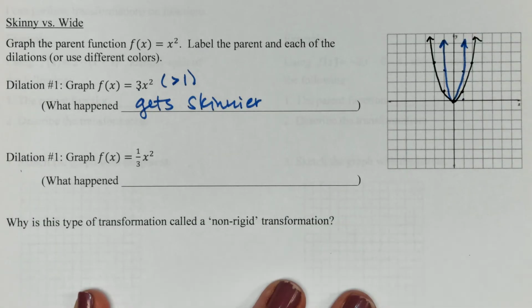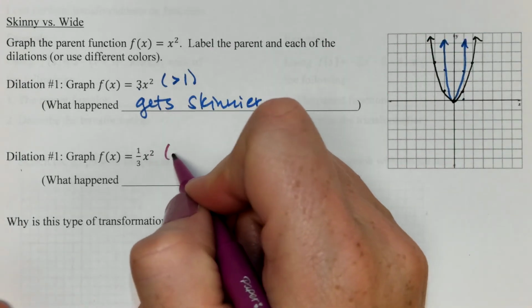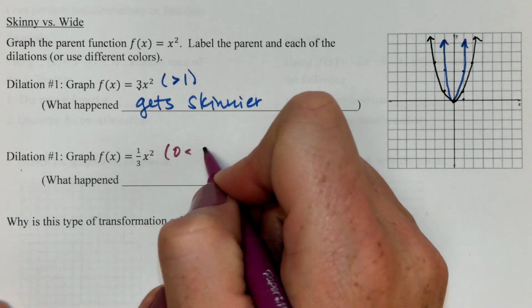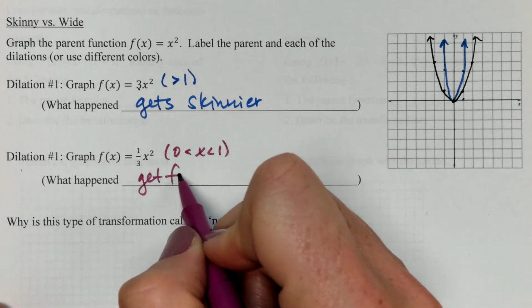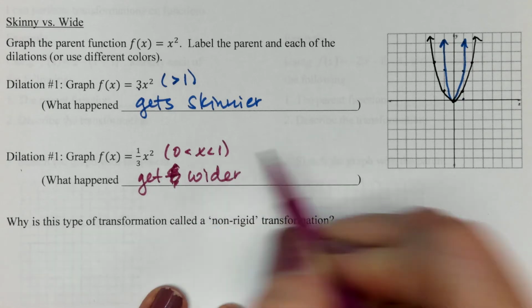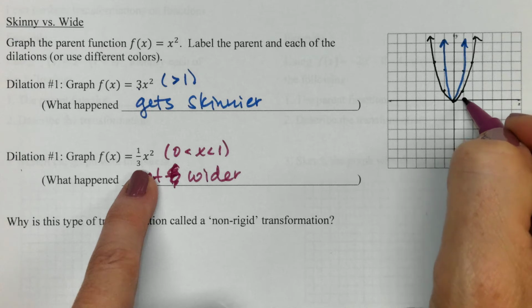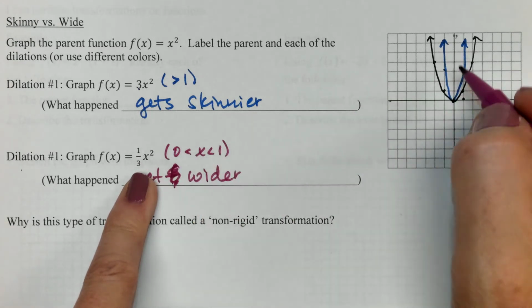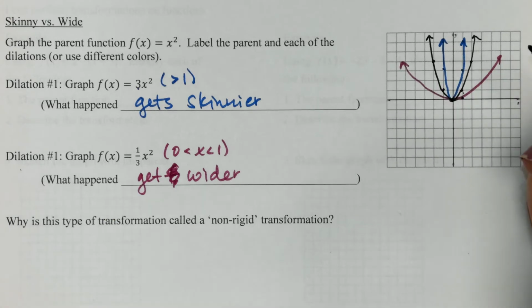For the other one, obviously, if you have a smaller number, anything between 0 and 1, you actually will get fatter. Or wider, I should say. It's a little more PC. Get wider. So what the concept is there is for every number that I plug in, I'm only going to get 1/3 as high. So it will be a lot wider.